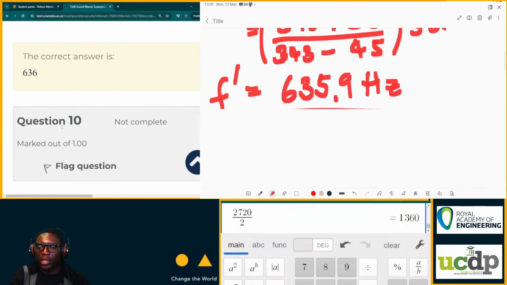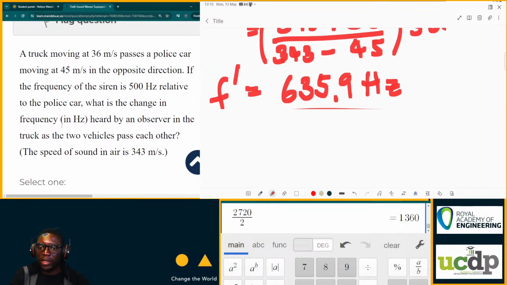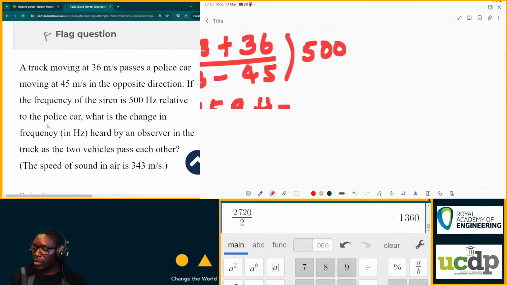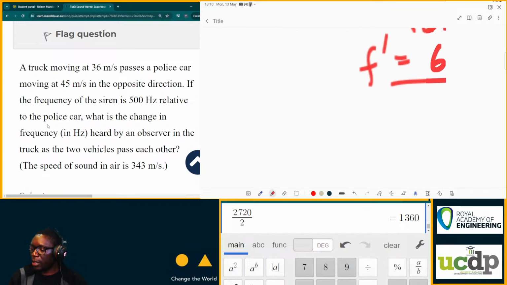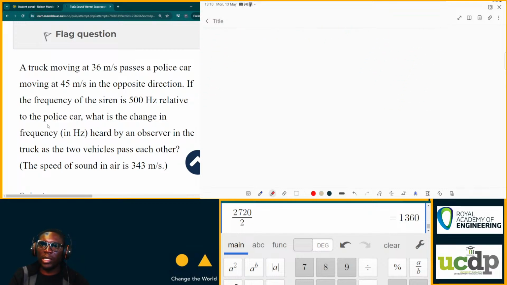Okay, so that's how we deal with that part. The second part is still related. It considers the same case where we have a truck and a police car, and the speeds are still the same, but the question is only different in the sense that we need to find the change in frequency in hertz heard by an observer in the truck as the two vehicles pass each other.